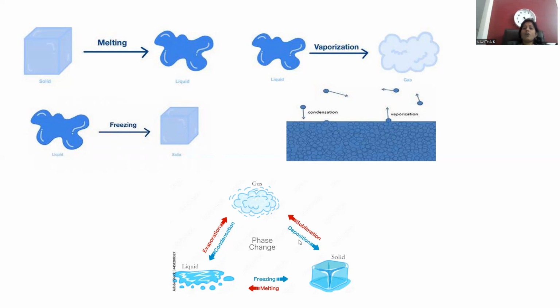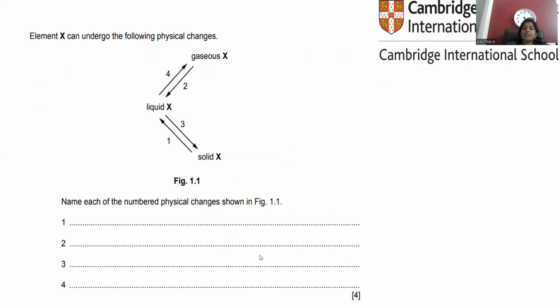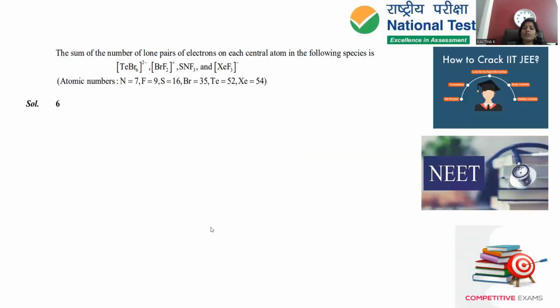This is the way all the transformations are possible, and they are best represented in a triangular form. All questions got answered, whatever solid, liquid, gaseous components are transforming from one phase to another, right? Move on to question number 3.